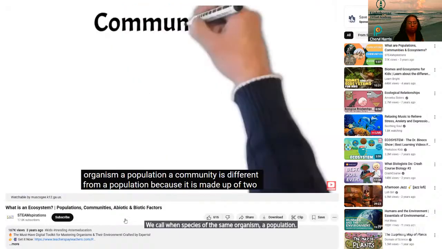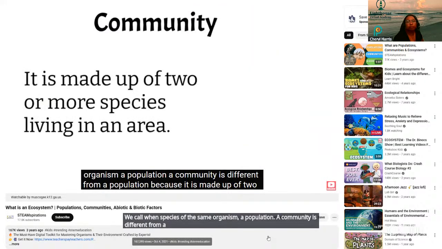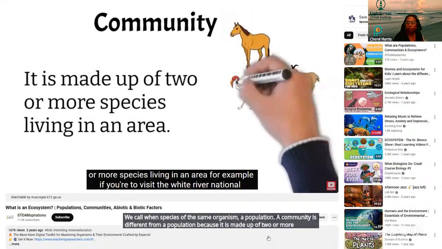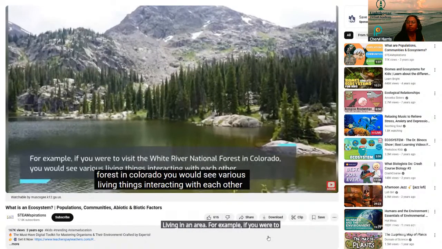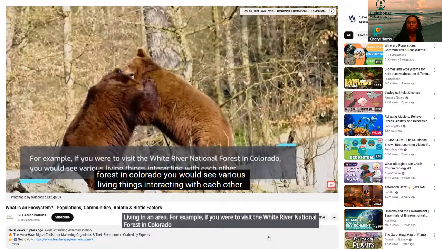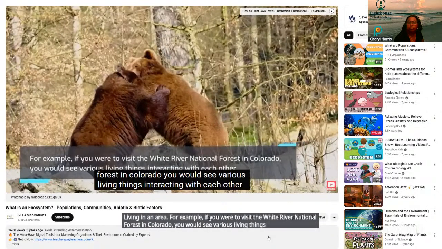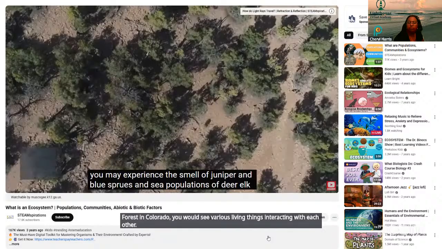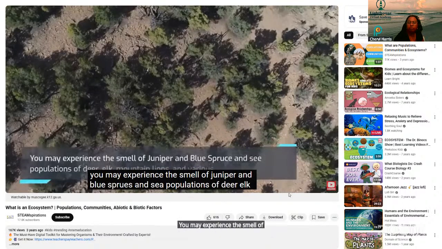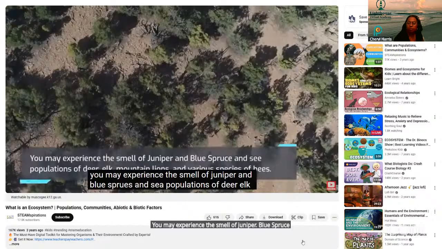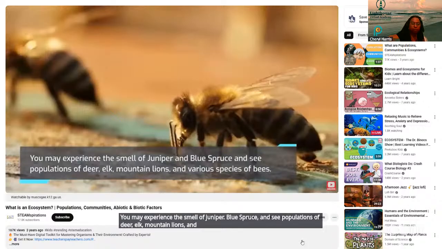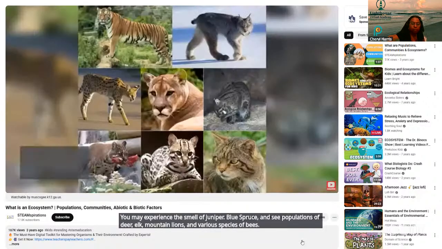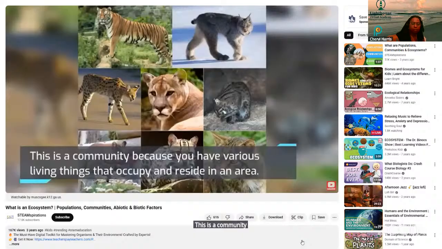A community is different from a population because it is made up of two or more species living in an area. For example, if you were to visit the White River National Forest in Colorado, you would see various living things interacting with each other. You may experience the smell of juniper and blue spruce and see populations of deer, elk, mountain lions, and various species of bees. This is a community because you have various living things that occupy and reside in an area.